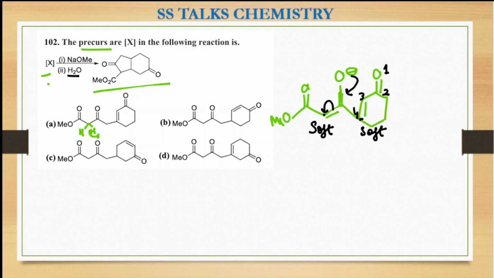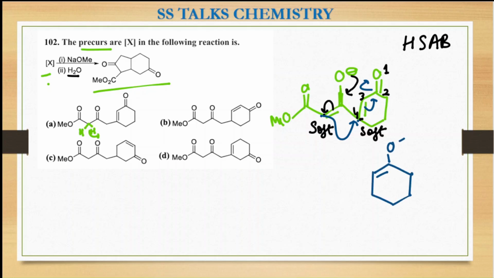So according to the HSAB principle, that is your hard soft acid base concept, the soft sites interact with the soft centers only. So this electron density will be attacking over here. This electron density can be shifted like this. So the soft is attacking the soft site. After the attack, I see that a bridged system will be formed over here like this. This ring remains as it is.